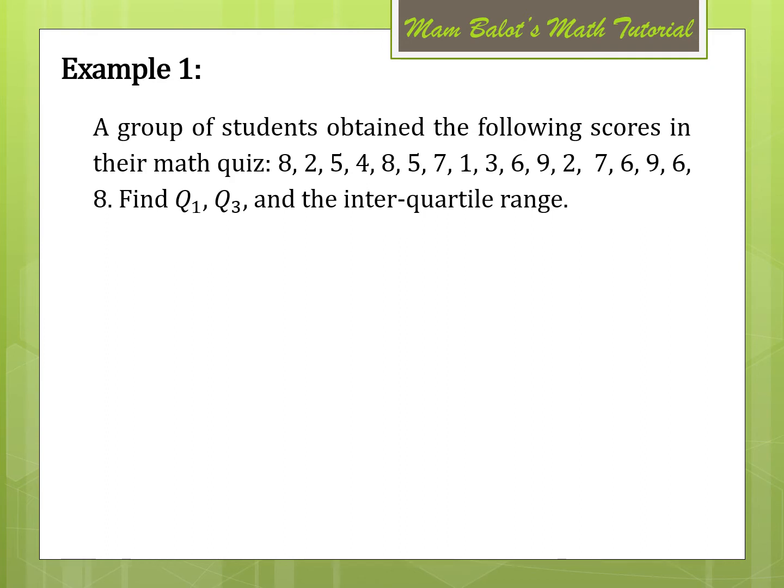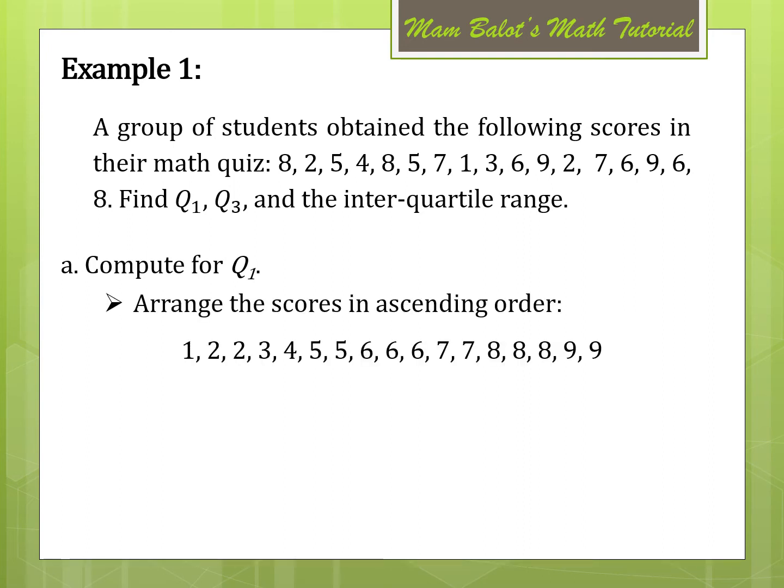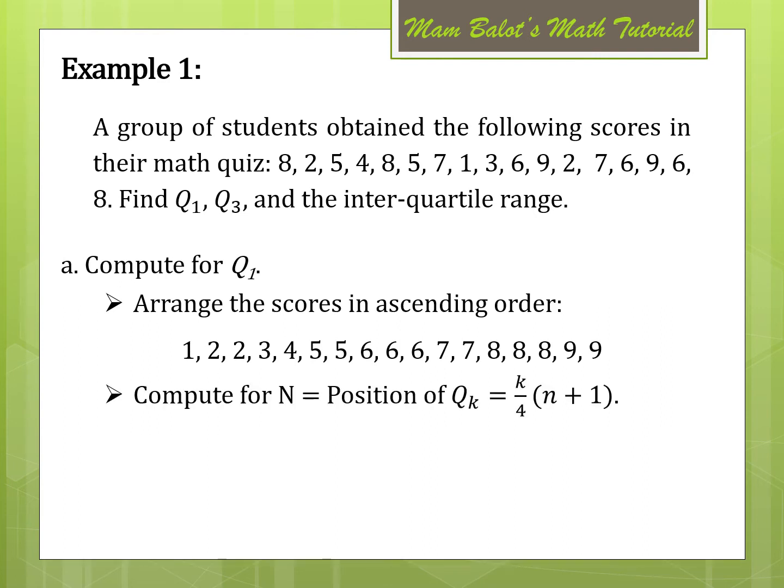The first thing that we need to do is compute the first quartile. Following the steps, we have now arranged the scores in ascending order, from 1 up to 9. The next step is to compute n, the position of Q sub k. Since we are computing Q sub 1, the first quartile, our k is 1.